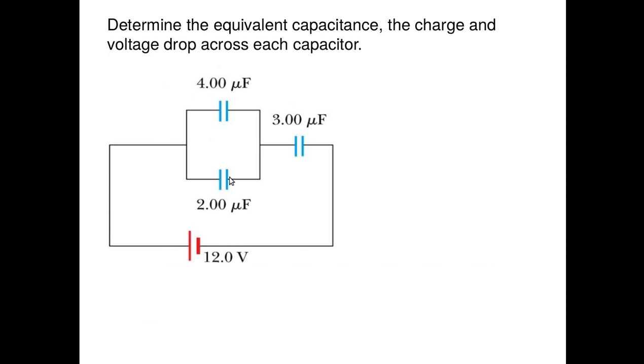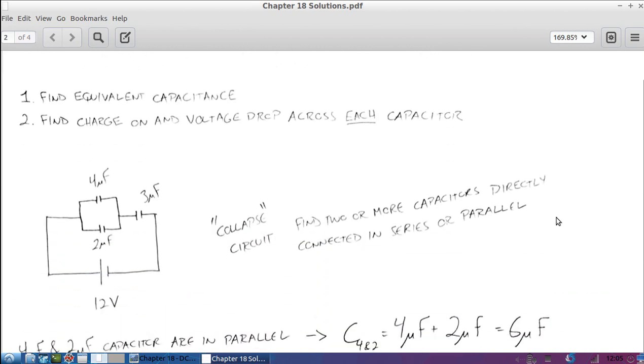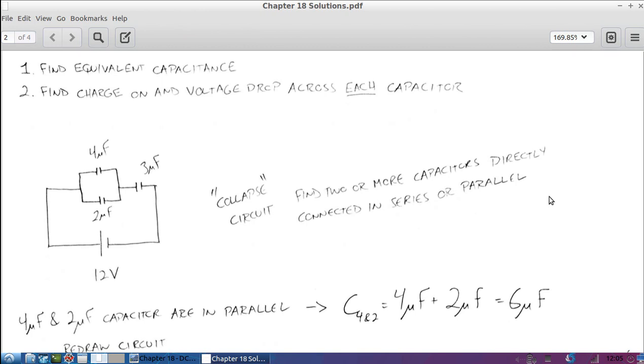I want to reduce this to an equivalent capacitance. The first thing I'm going to do is look for two or more capacitors that are directly connected either in series or parallel. When I look at this diagram, I see that the 4 microfarad capacitor and the 2 microfarad are directly connected in parallel. So I can add these two capacitors and find their equivalent capacitance. Every time I add capacitors, whether in series or parallel, I like to redraw the circuit.